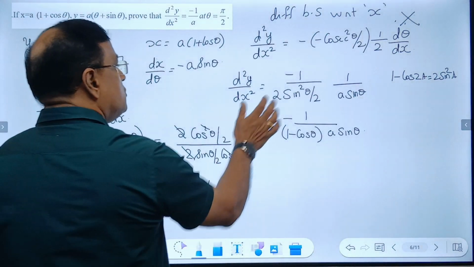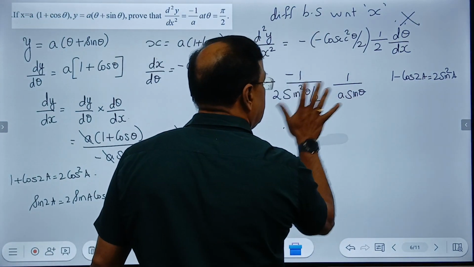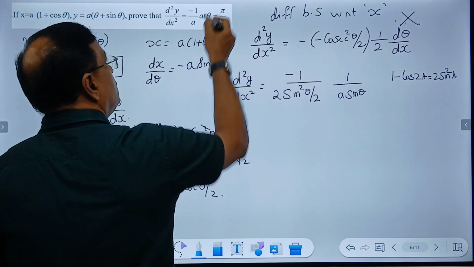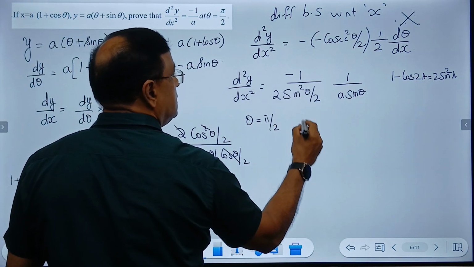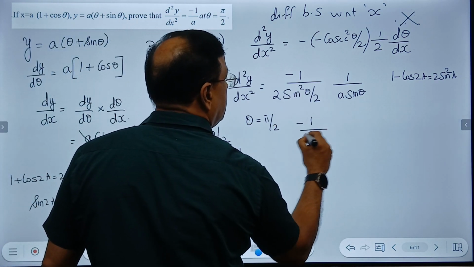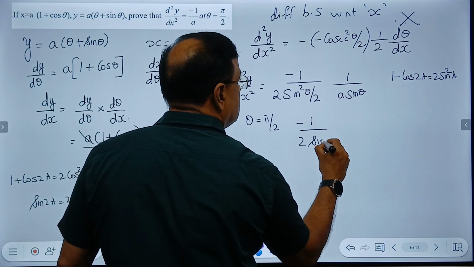Or otherwise there is no need to go for this. I will straight away put the values, as he is asking me to. Theta equal to pi by 2. That is much easier, which is minus 1 by 2 sine square.